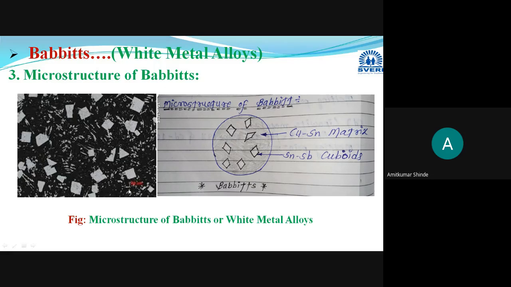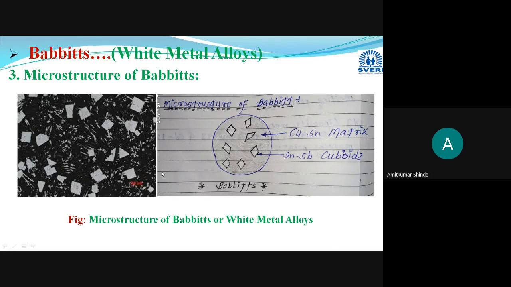This is due to the complex compounds formed by the copper and tin. Generally, you can draw the structure like this in the examination. This is the practical image, and in examination you have to draw like this. This dark portion will be the copper and tin matrix or network, and these white cuboids, cube shaped structures, are Sn and SnSb, that is tin and antimony cuboids.